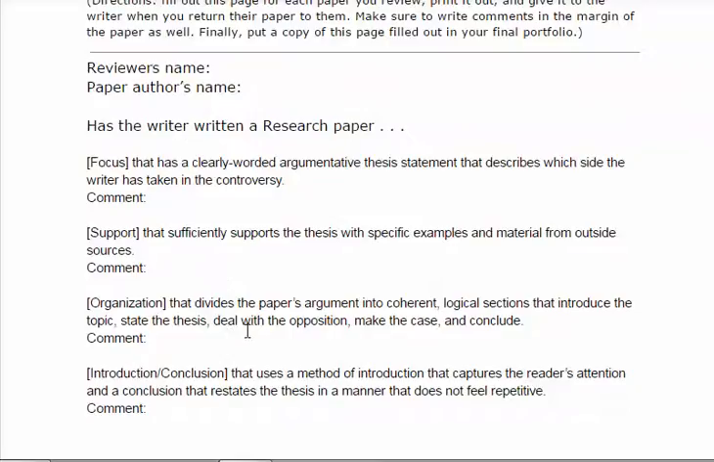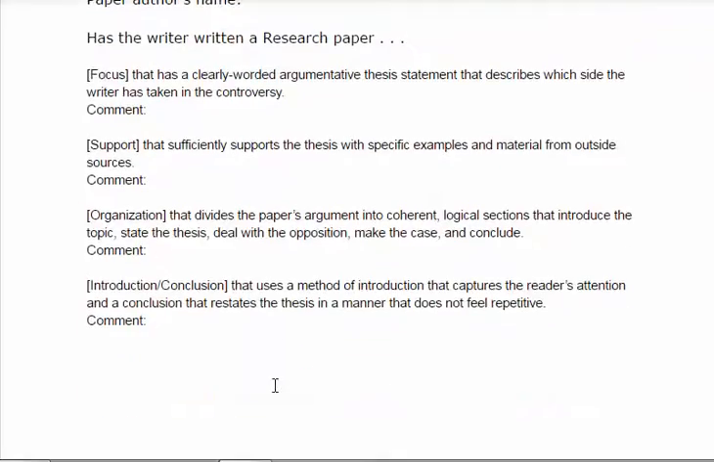So you need support and you need to have organization. Logical sections that introduce the topic, state the thesis, deal with the opposition, make the case, and conclude. And the introduction and conclusion.